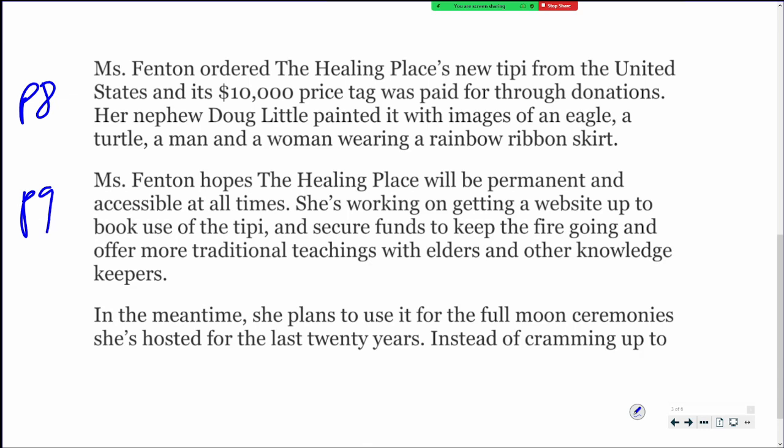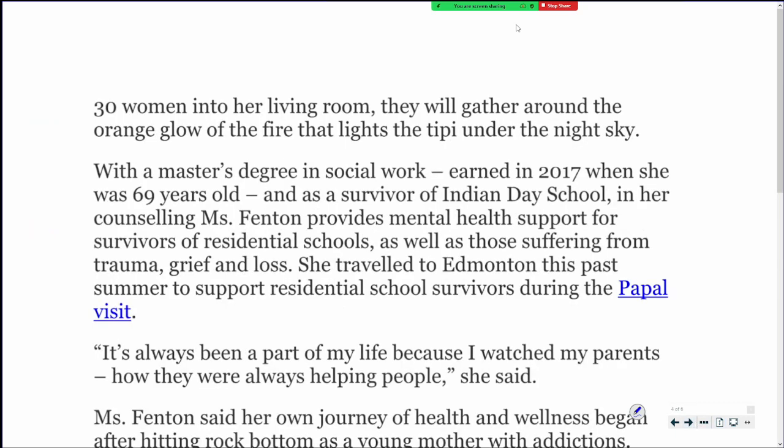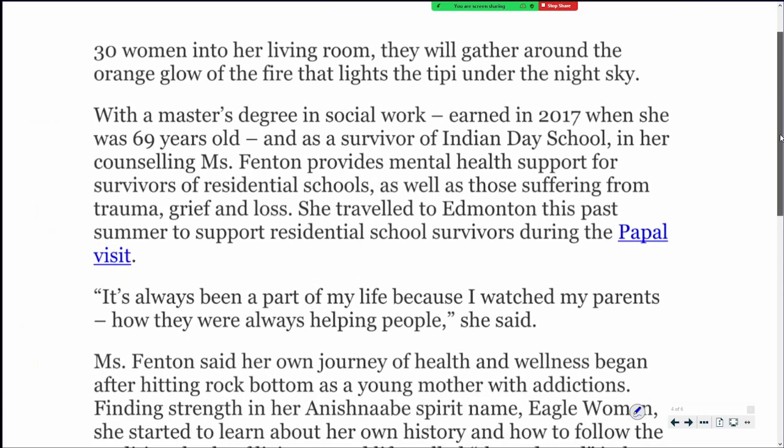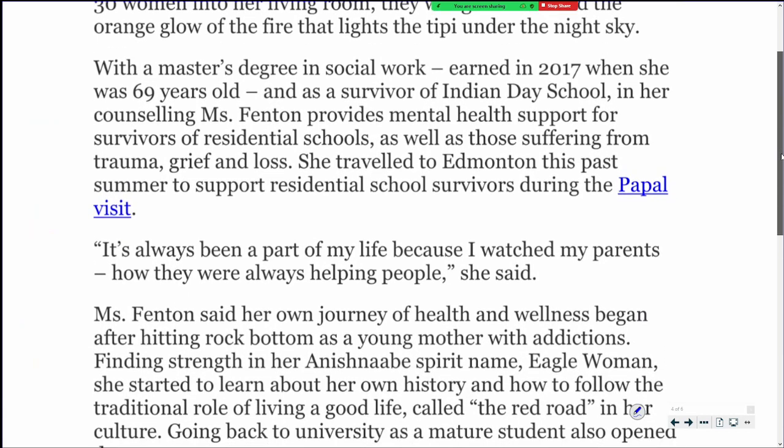Miss Fenton hopes the healing place will be permanent and accessible at all times. She's working on getting a website up to book use of the teepee and secure funds to keep the fire going and offer more traditional teachings with elders and other knowledge keepers. In the meantime, she plans to use it for the full moon ceremony she's hosted for the last 20 years. Instead of cramming up to 30 women into her living room, they will gather around the orange glow of the fire that lights up the teepee under the night sky.